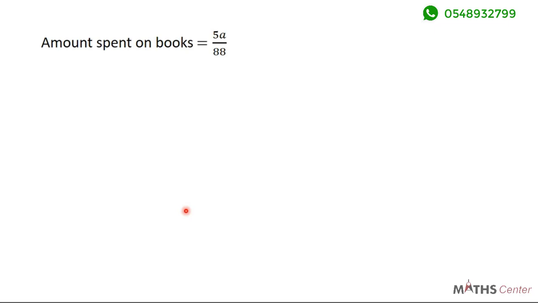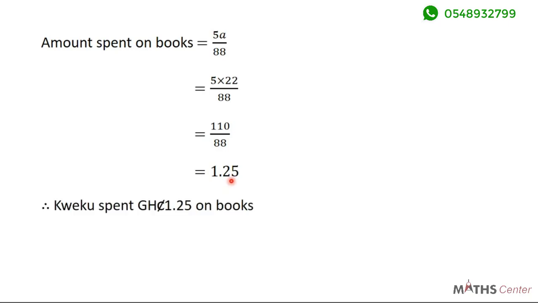Then he told us once again to find the amount of money he spent on books. The amount of money he spent on books was 5a over 88. That is in terms of fraction. We have now found a to be 22, so we replace a with 22. So 5 times 22 divided by 88. 5 times 22 is 110. We divide that by 88, and that gives us 1.25. So we can say that he spent 1.25 Ghana cedis on books, or 1 Ghana cedi 25 pesewas on books.